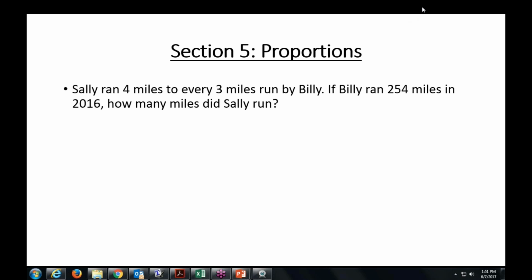So we have ourselves, Sally ran 4 miles to every 3 miles run by Billy. Billy needs to pick it up. If Billy ran 254 miles in 2016, how many miles did Sally run? Now, some of you can say, oh, I get it, and you can pick up your calculator and you can type things in and miraculously you have the right answer. Fantastic. Some of you look at this and go, there are words and that sucks.